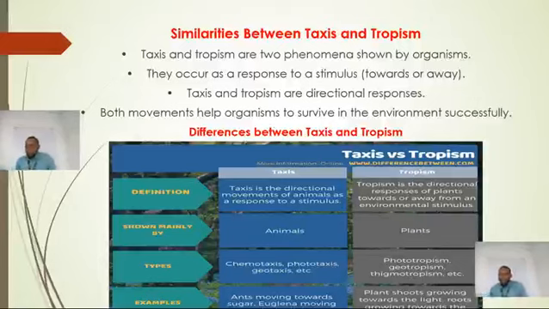Okay, another one is their examples. Ants moving towards sugar, euglena moving towards light, and then for plants, plant shoots moving towards the light and the roots moving away from light, which we can call positive phototropism and negative phototropism. I think the similarities and differences of taxis and tropism, because they are both directional movements, are well understood. Okay, let's continue.